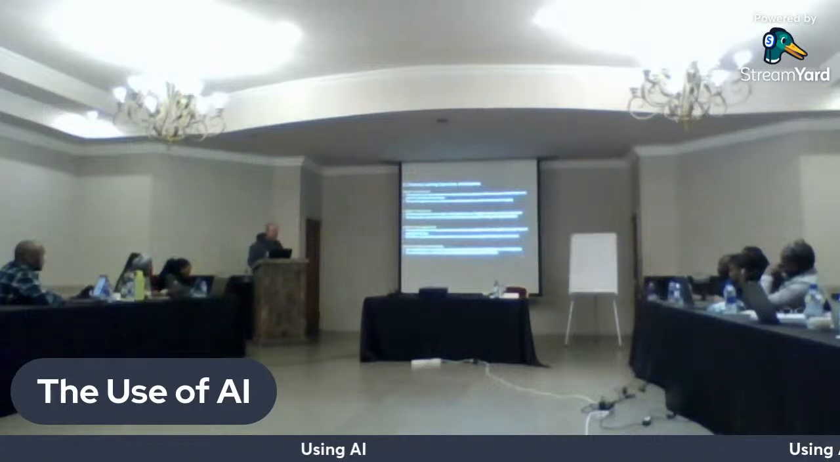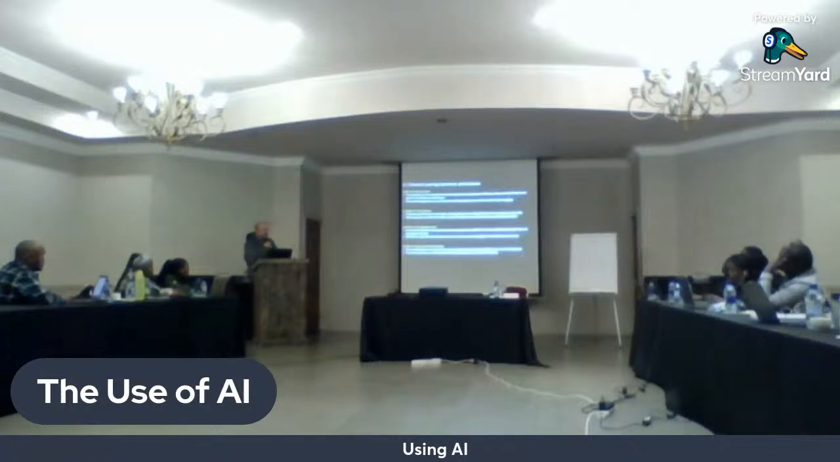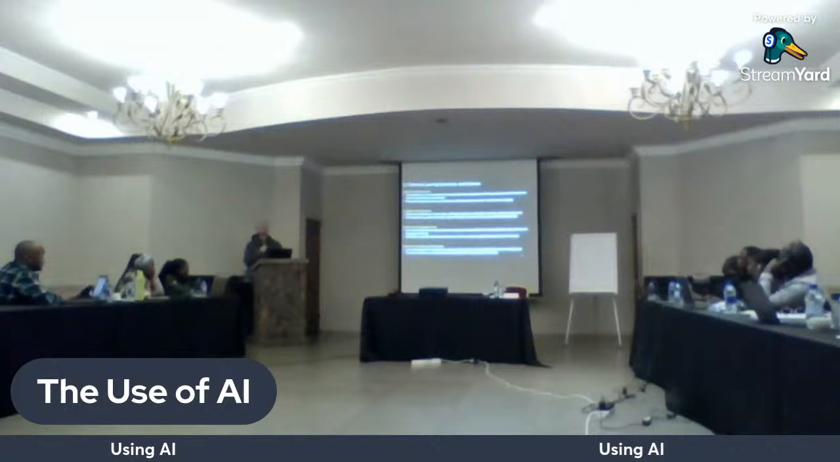Predictive analytics for student success. AI can analyze patterns in student data by predicting academic performance and to identify those at risk of falling behind. This allows educators to intervene early with tailored support to improve student outcomes.